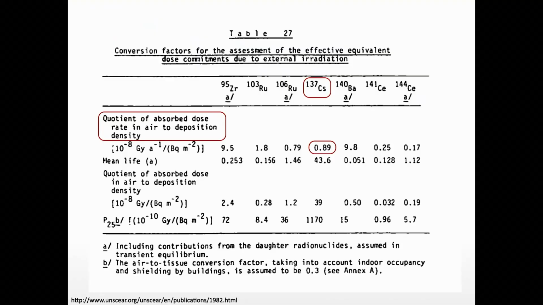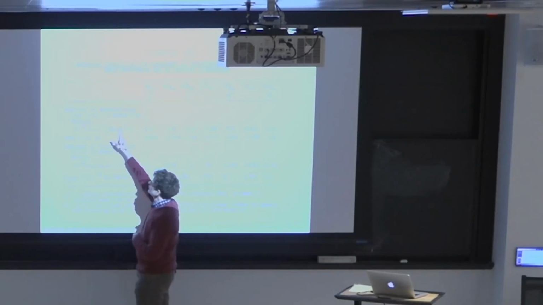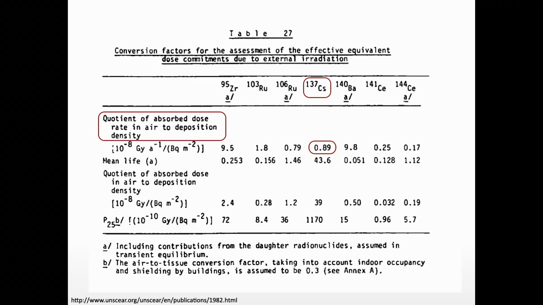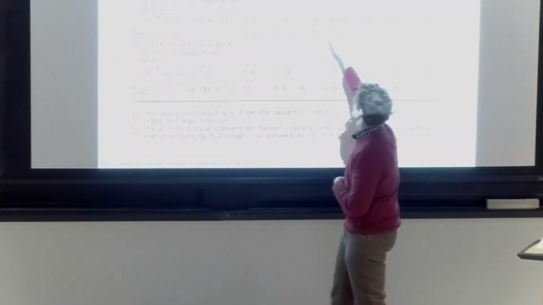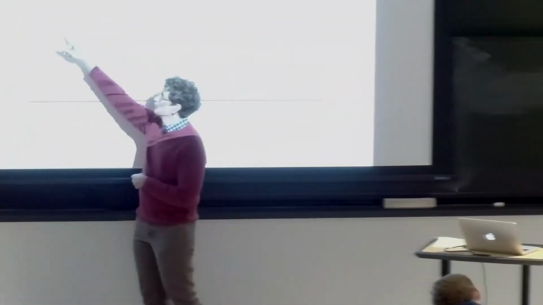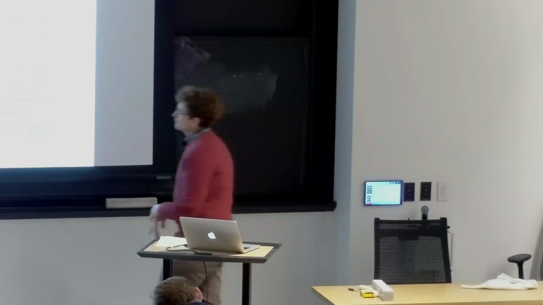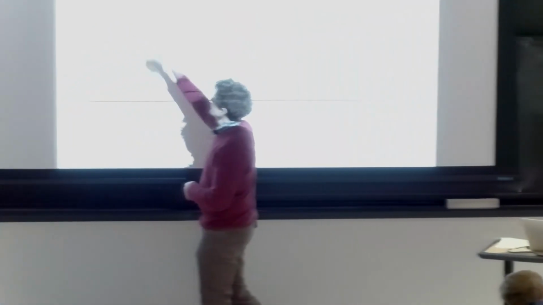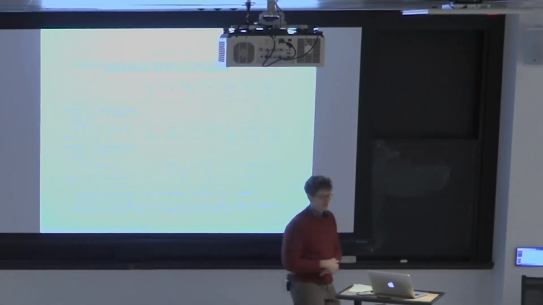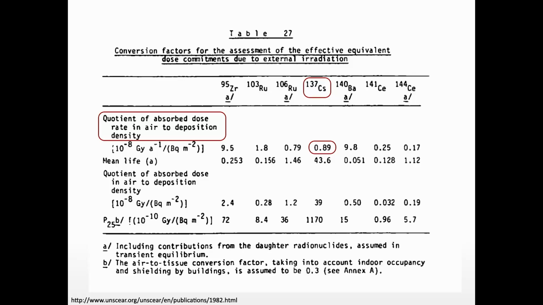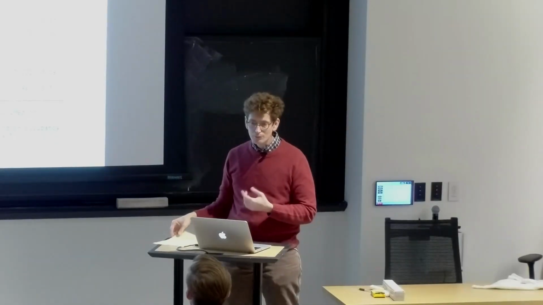This is from a 1982 report by the United Nations. And they calculate that for every becquerel per meter squared of contamination, there's 0.89 or 9 nanograys of contamination. We want a kilobecquerel. So we actually could state this as 9 micrograys per kilobecquerel per meter squared, right?